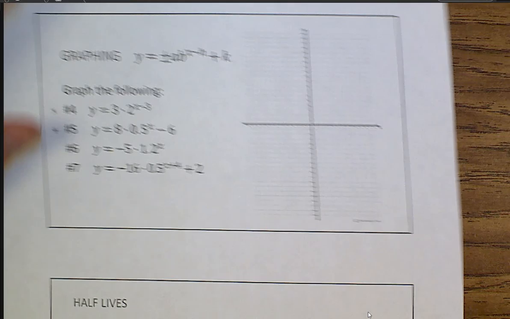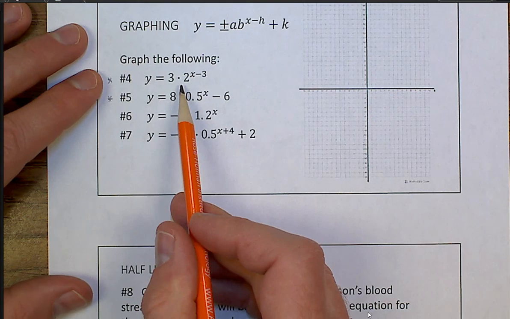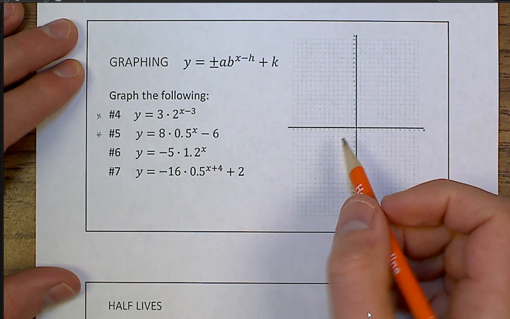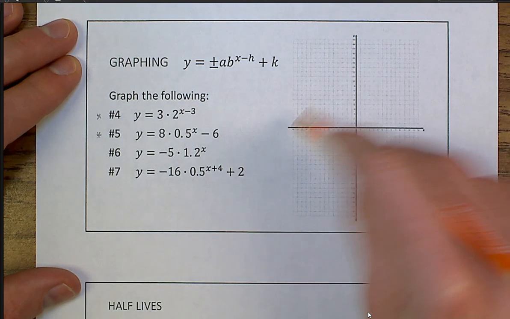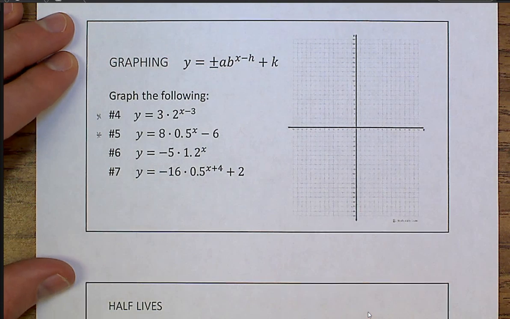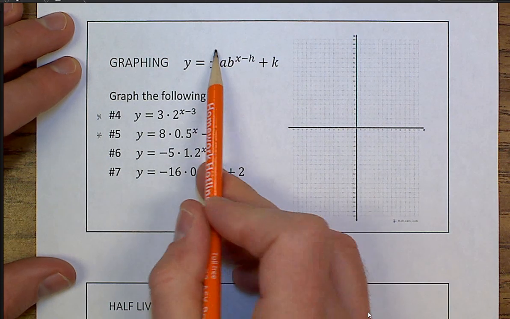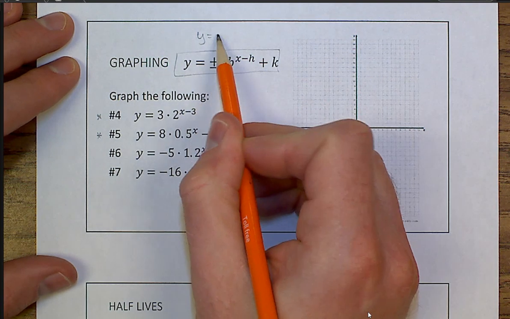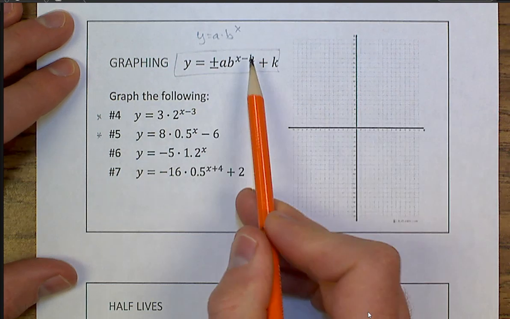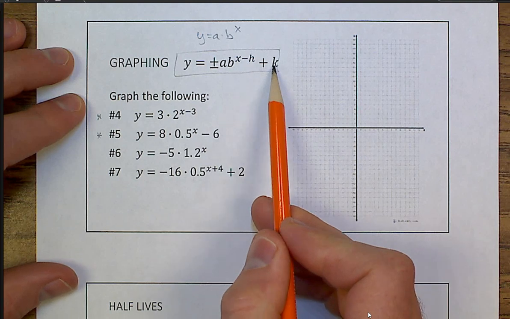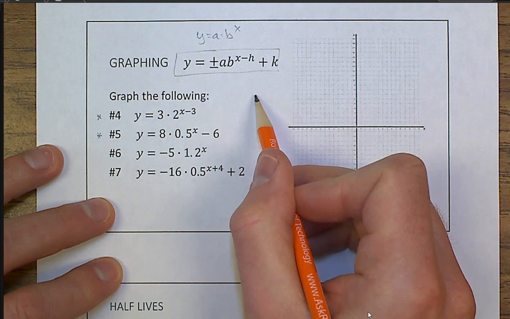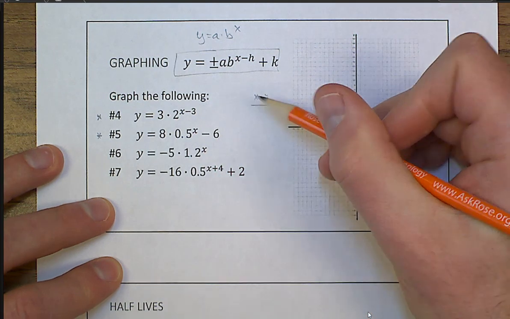So let's take a look here at number 4. I would use pencil on this because I only have one graph for all these and you may want to erase. Okay? So here is the basic function form. Again, this is the same thing as y equals a b to the x, but now we have this minus h and k. So let's take a look at number 4. It's the same problem. Let's make a t-chart for it. I'm going to go real light because I may end up erasing this.